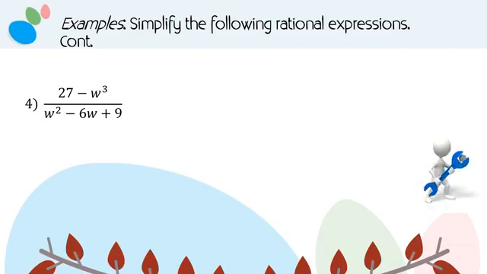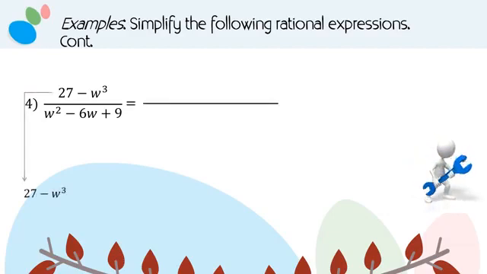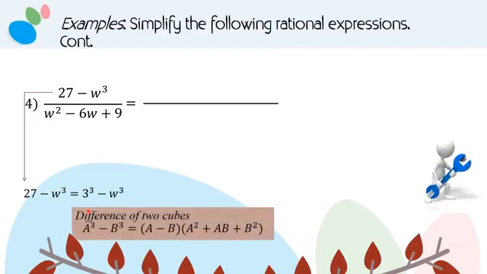So as you observe, our numerator is 27 minus w to the power of 3. As you can see, our 27 is a perfect cube, right? And our w is also a perfect cube, that is w to the power of 3, and the operation is subtraction. So we can just rewrite this binomial into 3 to the power of 3 minus w to the power of 3. 3 to the power of 3 is 27. Okay? So, as you observe, we can apply the method of factoring that is difference of two cubes.